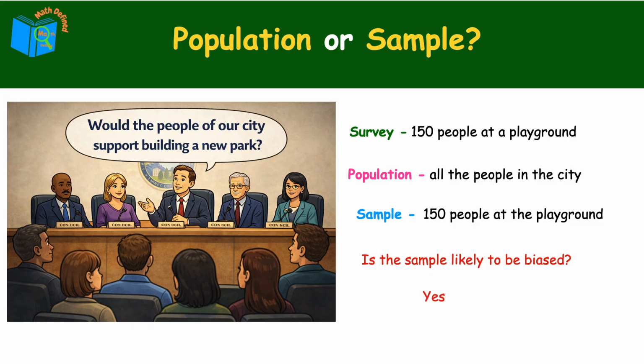Yes, it could be. People already at a playground may be more likely to support a new park than people who don't use parks very often. So even though the survey has real numbers, the sample may still push the results in one direction. That's exactly why samples and populations matter.